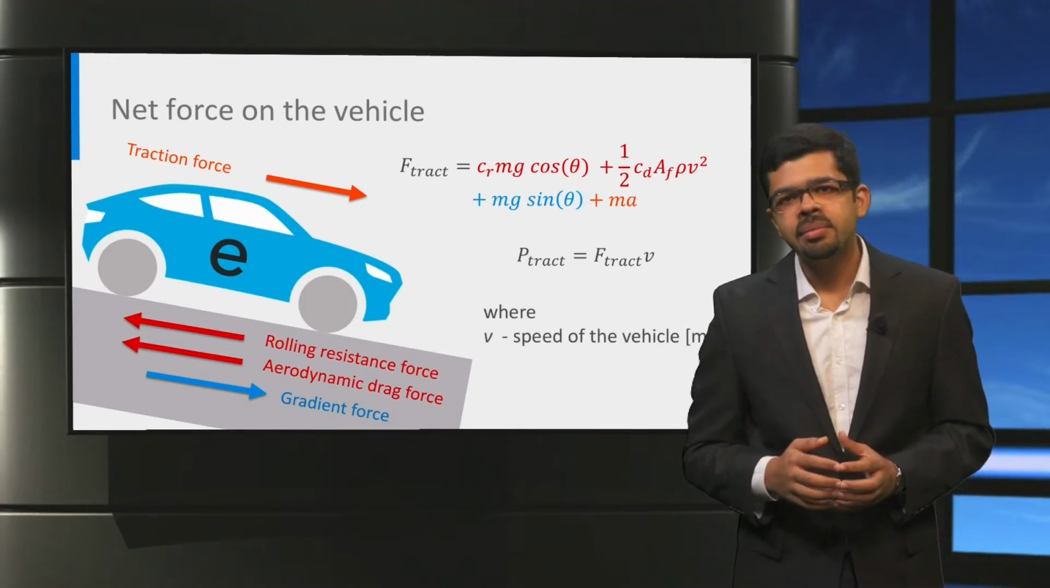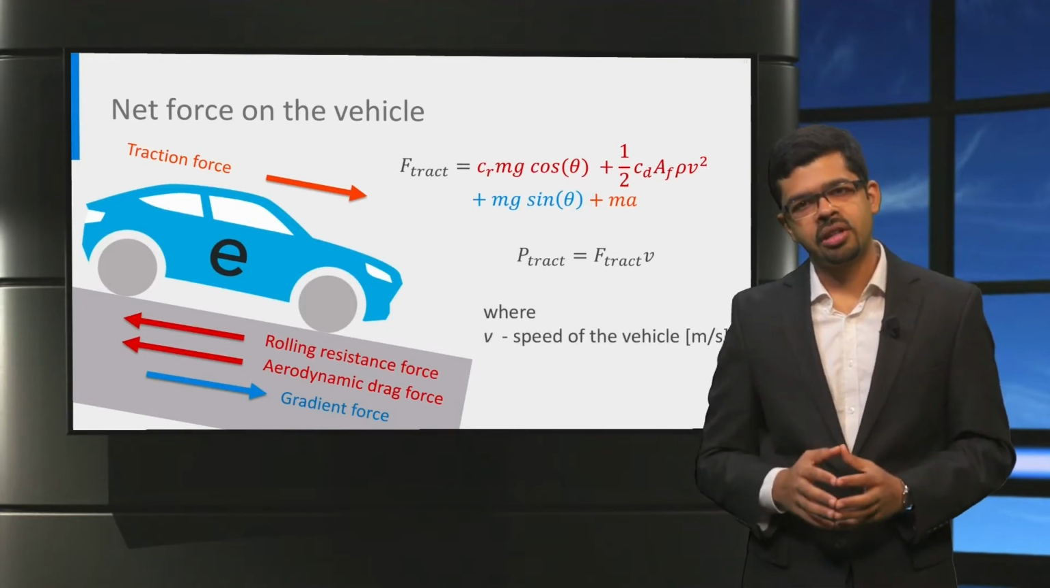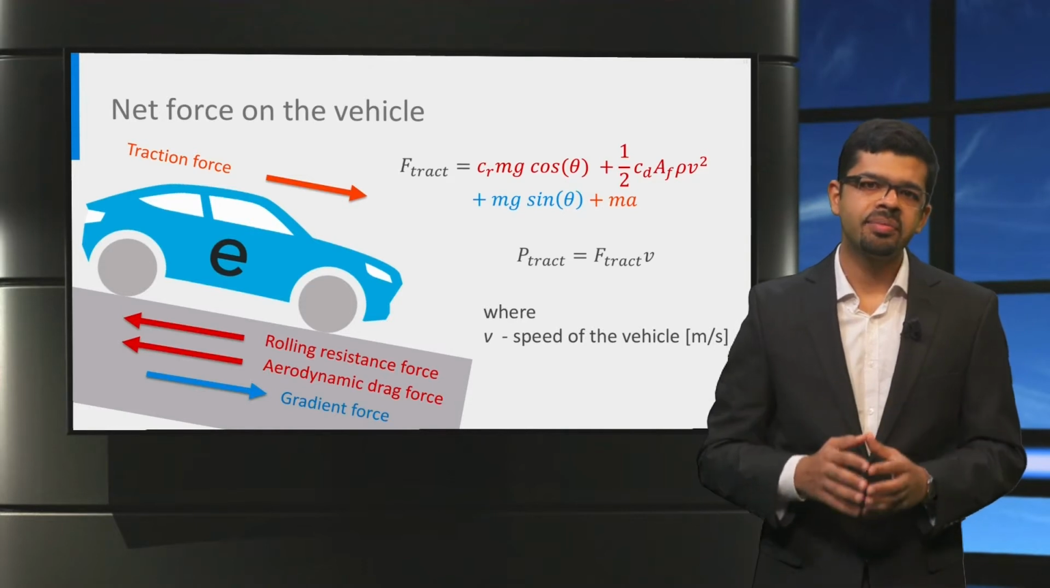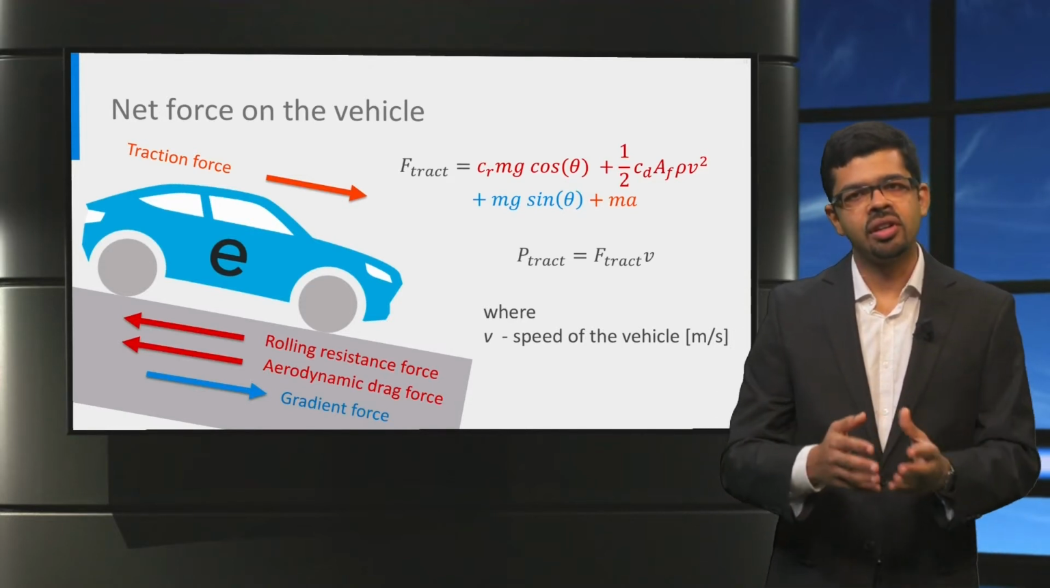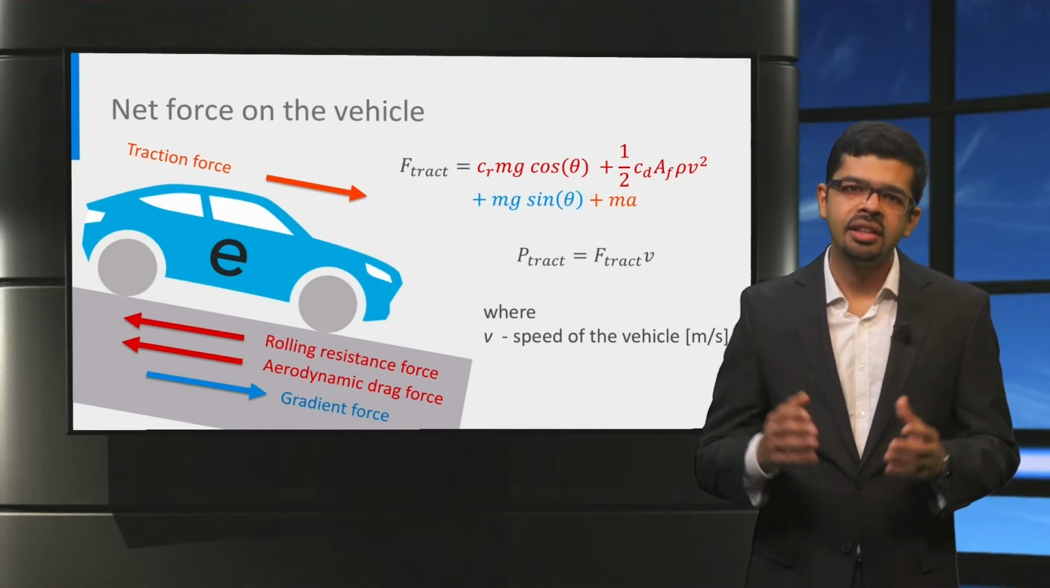If we need to estimate the power delivered by the powertrain, P tract, then we need to multiply the traction force, F tract, that we saw earlier with the speed of the vehicle, V.